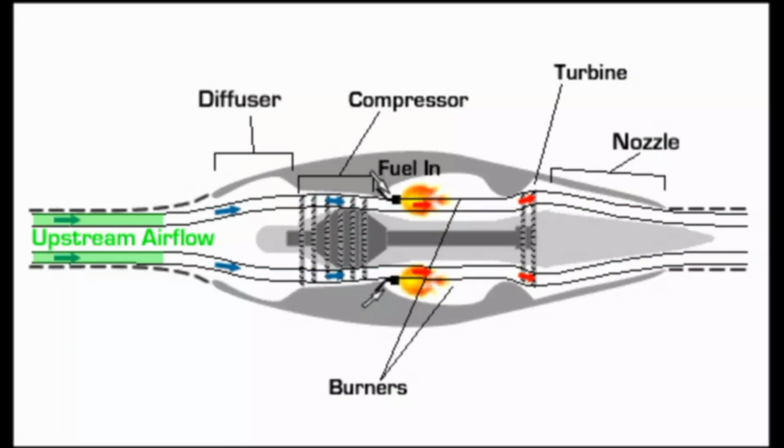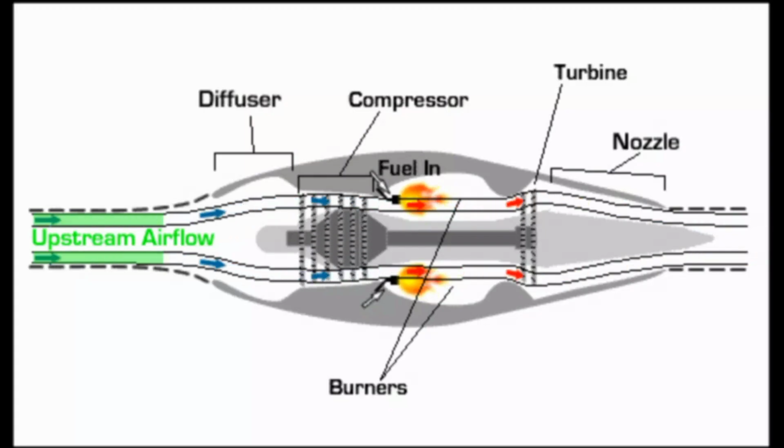The air coming from the air inlet is compressed to a very high pressure here, because high-pressure air is essential for fuel to burn. Third step, combustion chamber. This part mixes fuel with the high-pressure air coming from the compressor and performs continuous combustion.